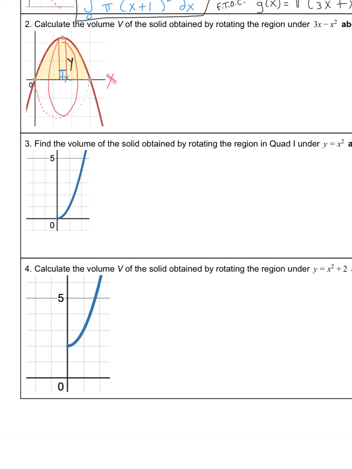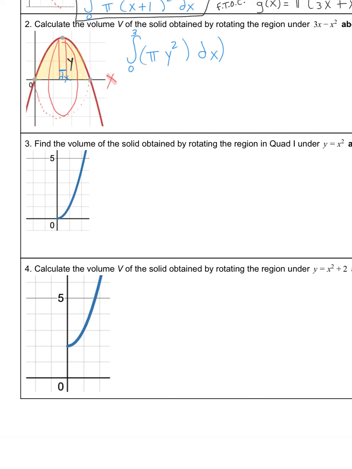So our integral is from 0 to 3. Your limits are along the x-axis, so the farthest part of the region here is 0, and the farthest part of the region on the right is 3. And we need pi r squared, but our radius is the y, so pi y squared, and our height is dx. So that is area of the base times the height.